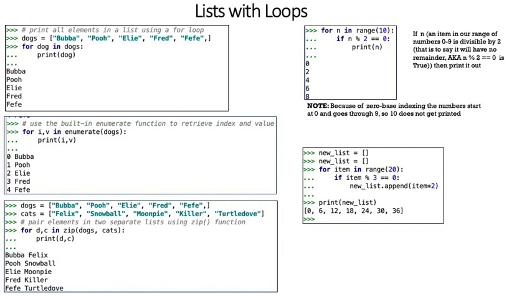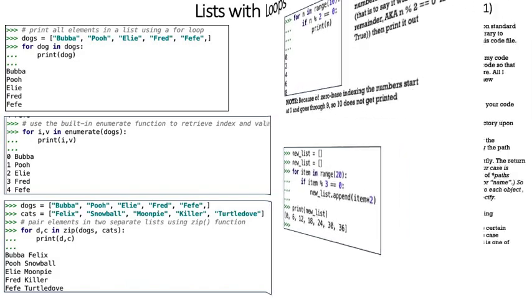For loop in range through 20, so that'll be 0 to 19. If the item is divisible by 3, append to new list that particular element in the range from 0 to 19, times 2. So only if it's divisible by 3. So we get 0, 6, 12, 18, 24, 30, and 36.